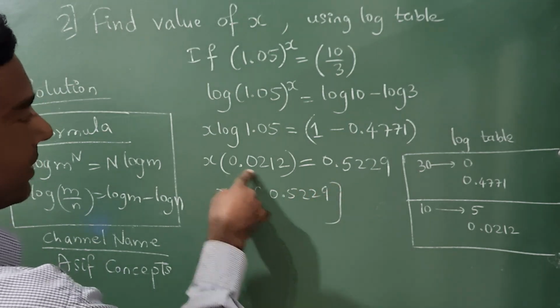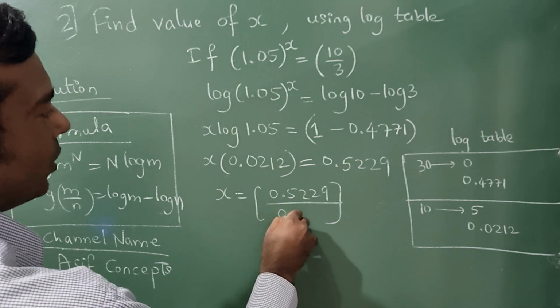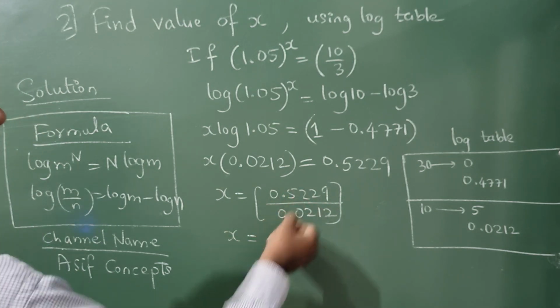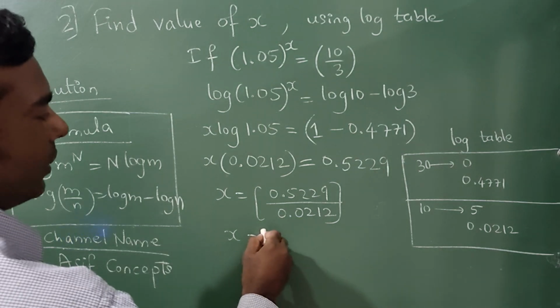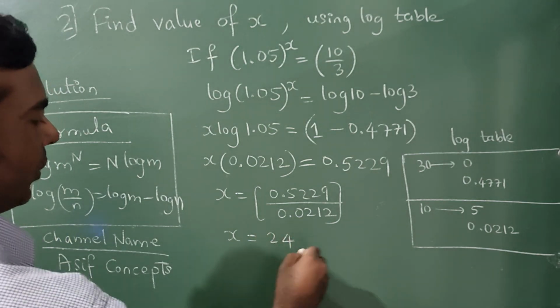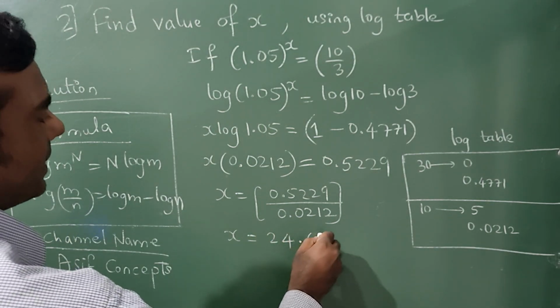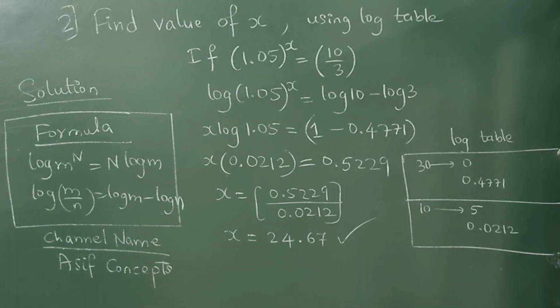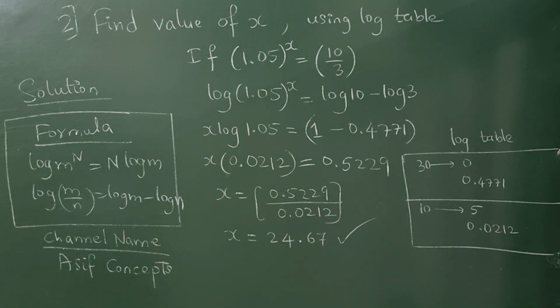Okay. Now x is equal to 0.5229 and this will go to denominator 0.0212. Now again solve this by calculator. You will get x value as approximately 24.67. So this completes your answer. Very simple.